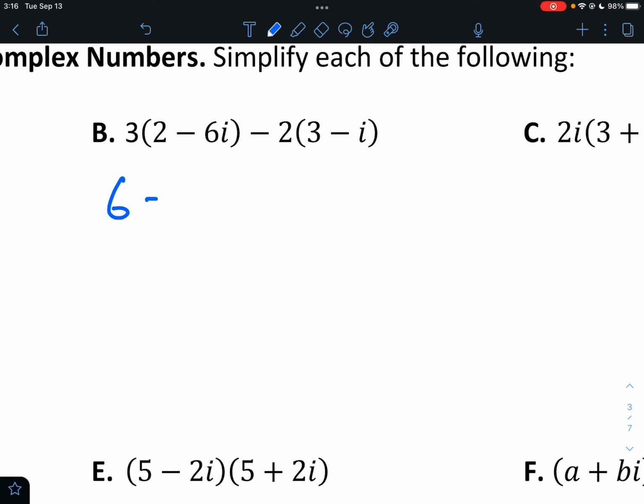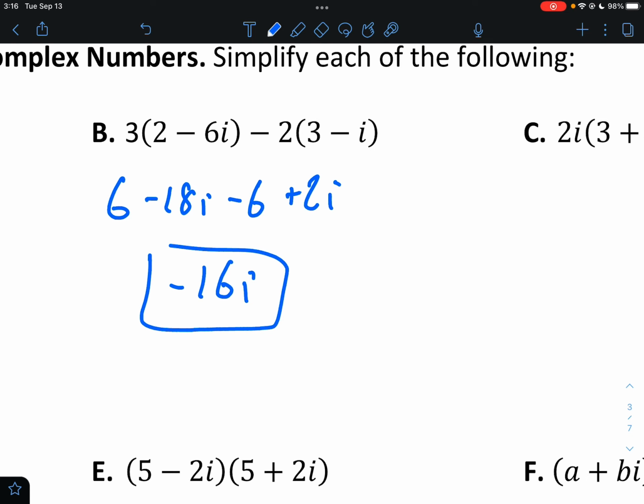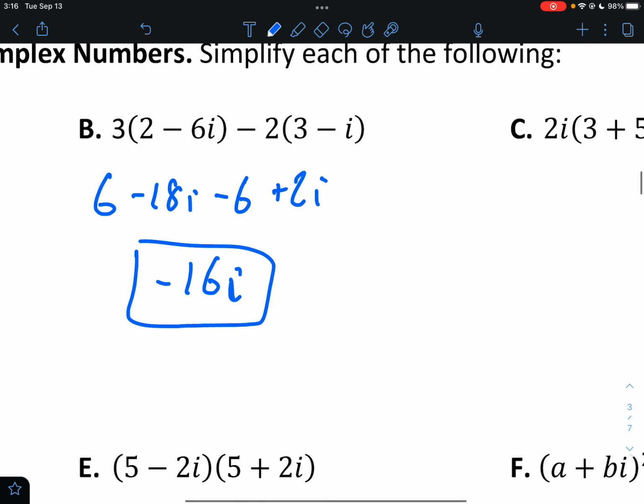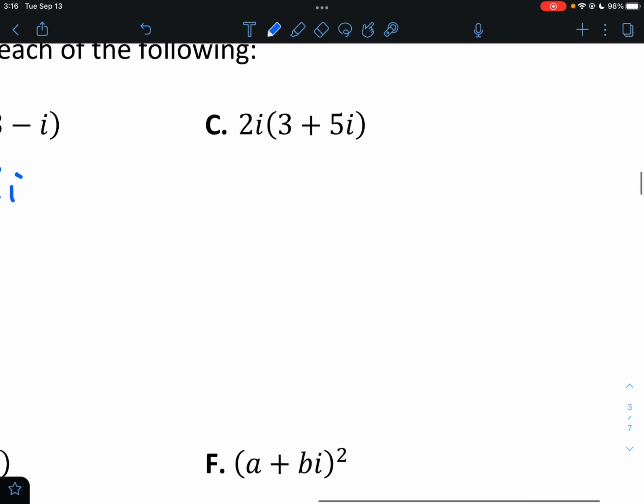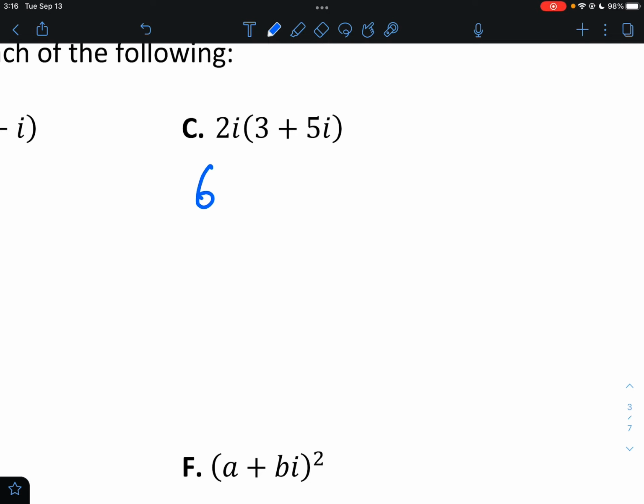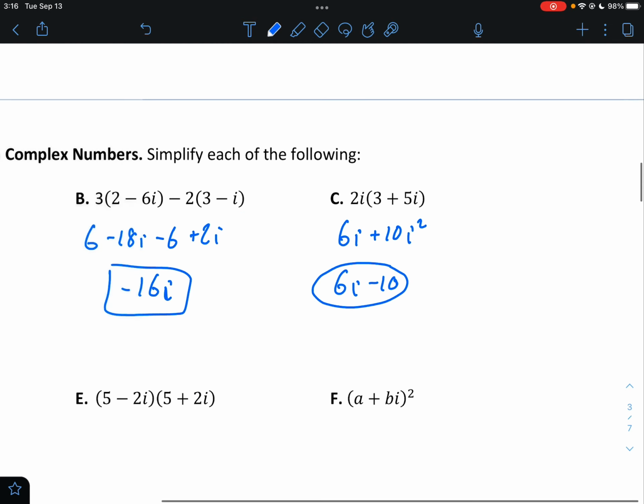B, if we distribute, we get this. So 6 minus 6 is 0. Negative 18i plus 2i is negative 16i. C, if we distribute here, we get 6i plus 10i squared. We know this is negative 1, so 6i minus 10 would be our answer for C.